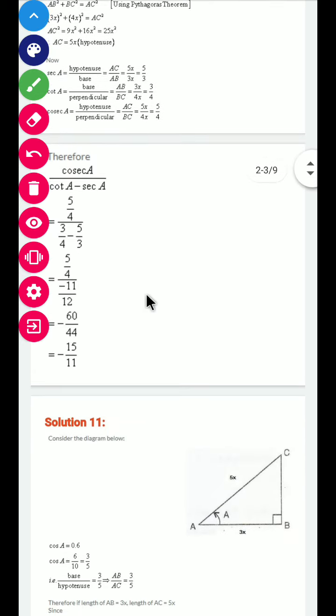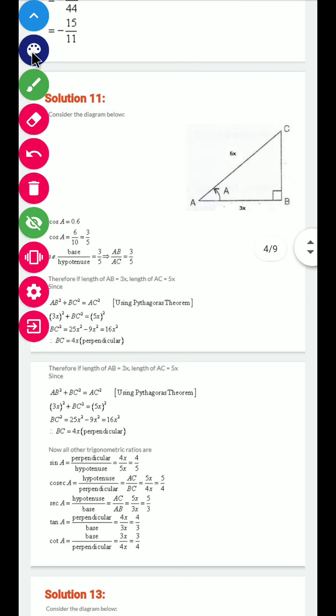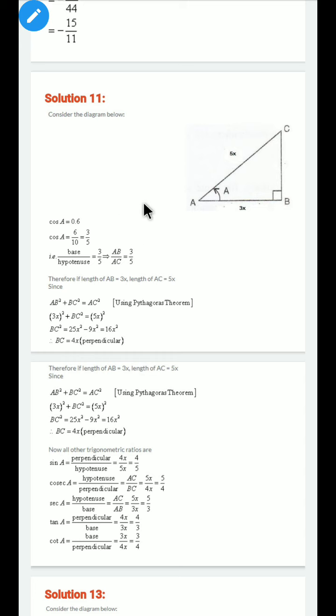Now go to the next problem, question number 11. Question number 11 is given here, cos A is equal to 0.6. So from here you can write this as 6 by 10. If it cancels out, it will be 3 by 5. So cos A is equal to 3 by 5. Now we know that cos A is equal to base by hypotenuse. So base by hypotenuse is 3 by 5. Base is AB and hypotenuse is AC, because we are taking this angle A.